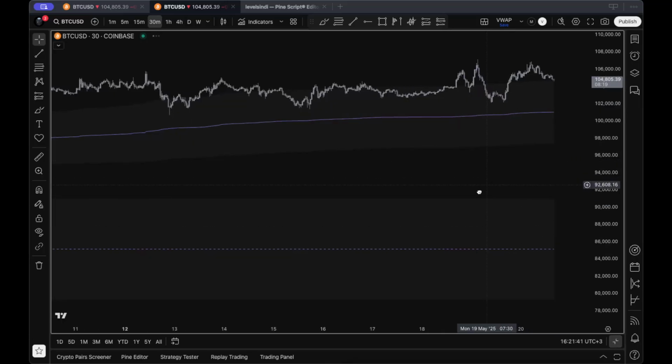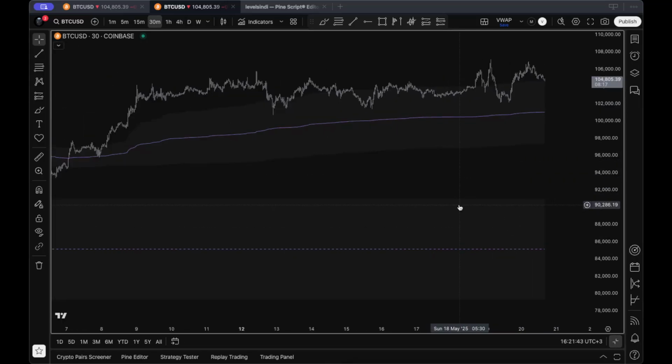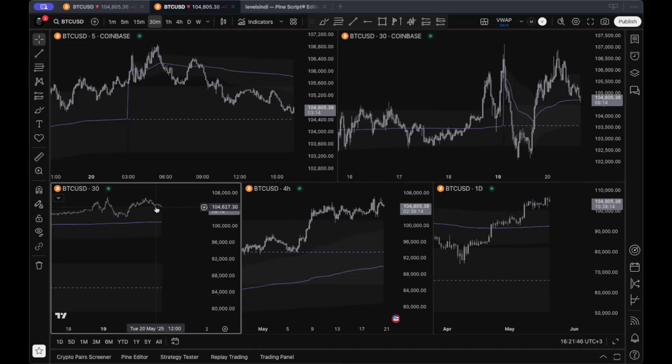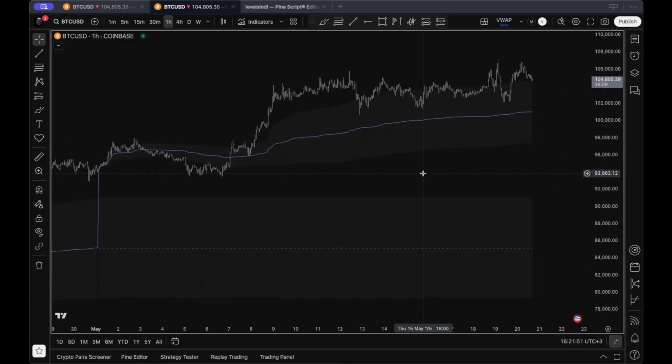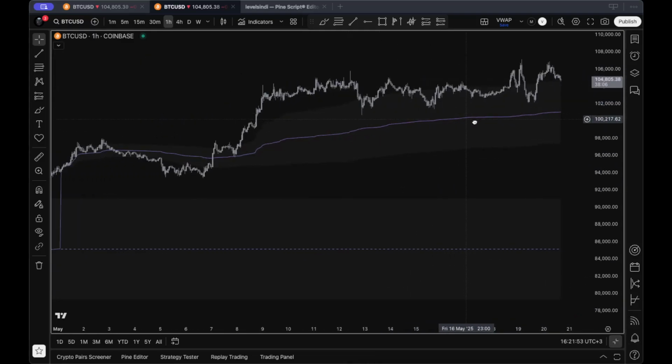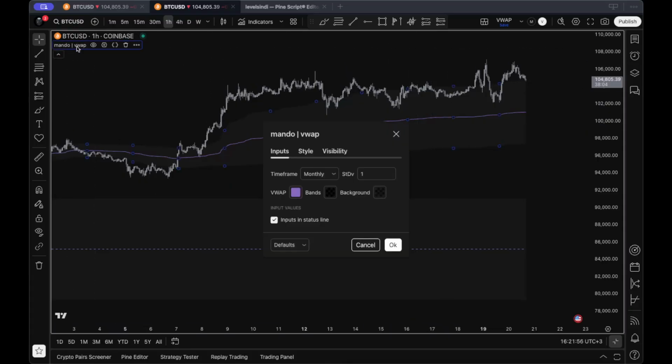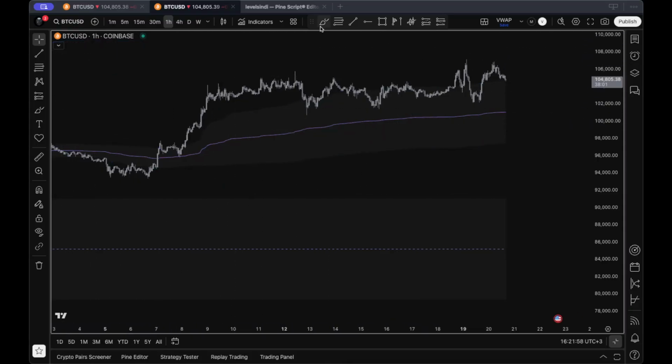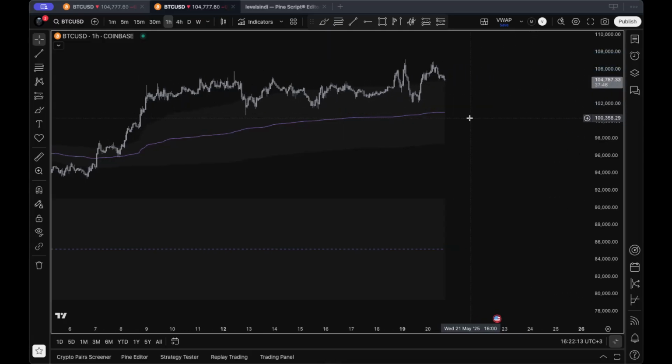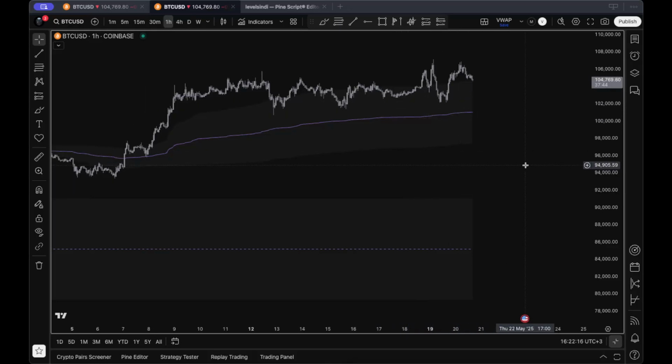For the monthly, is this the monthly? No, this is the monthly. I don't have a lot to comment since we're basically ranging into value area high, so nothing really happens. But if we sweep these lows into monthly VWAP, could be another good signal for longs, because this is showing some sort of momentum.